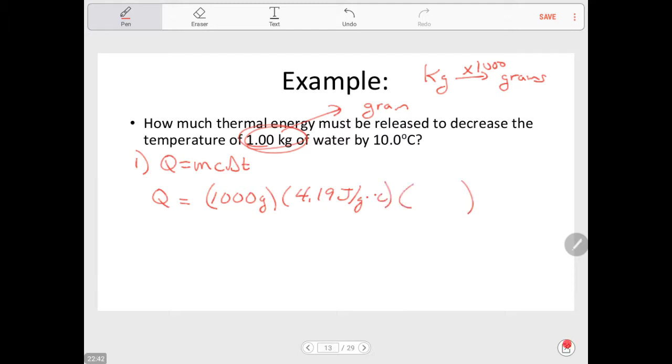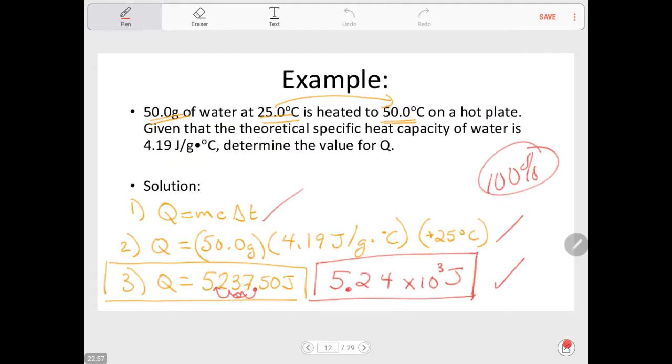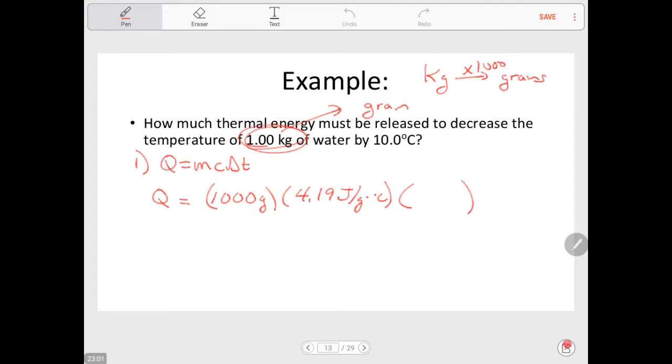Now, there's a couple ways this could be done, but I really want you to focus on this here. The temperature decreased by 10 degrees. You see, in the last example, it went up 25 degrees, so I put plus 25. This time, we're going down, so I'm going to put minus 10.0 degrees Celsius, because we've gone down in temperature. Please be aware of that kind of sign notation.